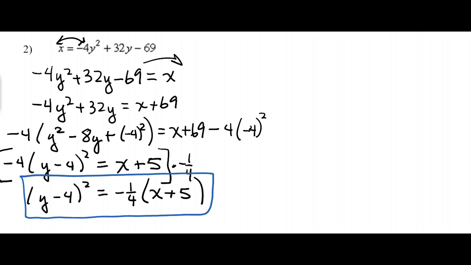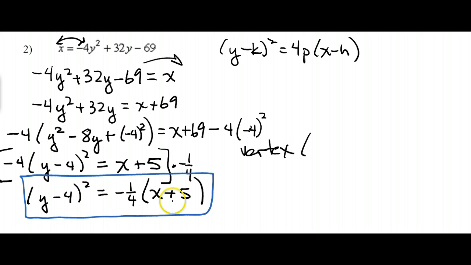Again, I'll put my standard form over here. It's going to be y minus k squared is equal to 4p times x minus h. So we did answer the question, but just a little bit of extra information to give you some practice. Once we have the standard form, we can find the vertex. So the vertex is (h, k), so h is negative 5, k is going to be positive 4, so negative 5, 4.